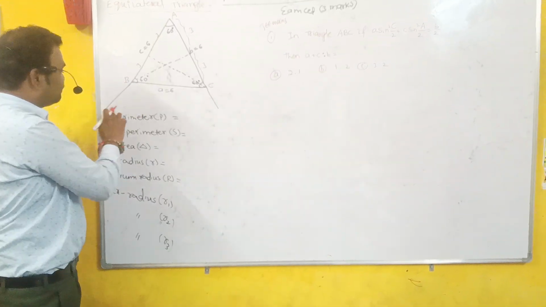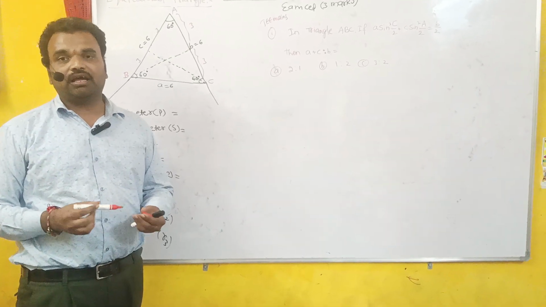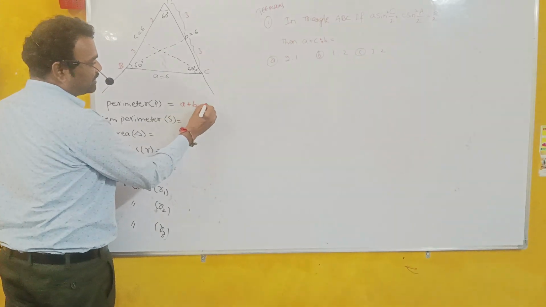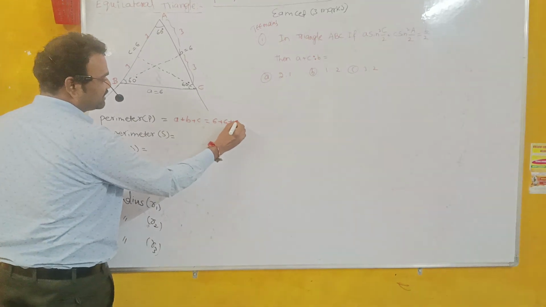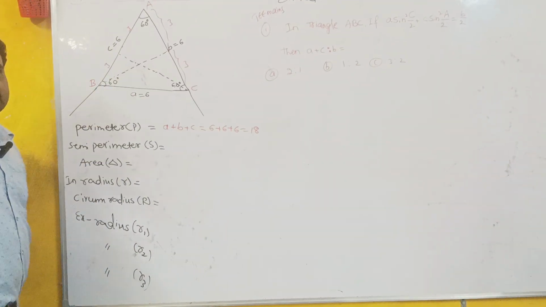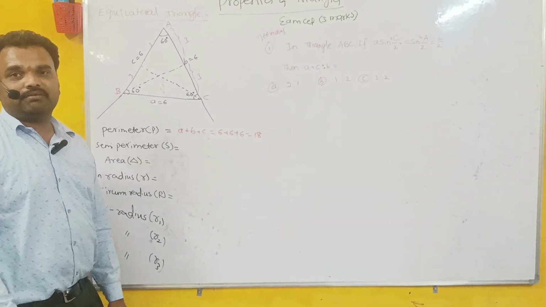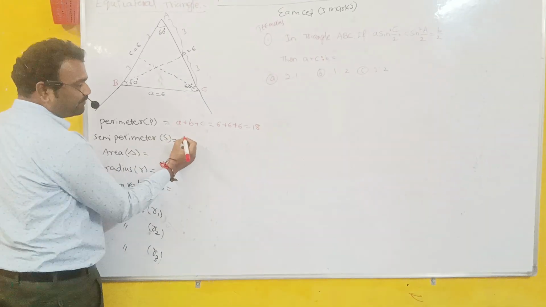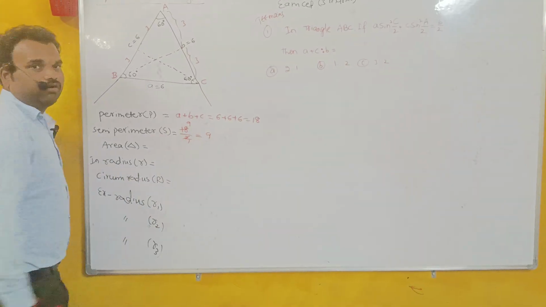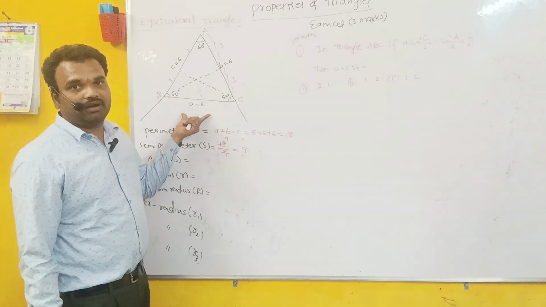If we add these, this must be equal to the perimeter. For the perimeter of the equilateral triangle, you need to add all the sides: A plus B plus C must be equal to 6 plus 6 plus 6, that is equal to 18. Next, semi perimeter. Semi perimeter means half, that is 18 by 2, that must be equal to 9. S equal to 9 is the semi perimeter of the equilateral triangle.